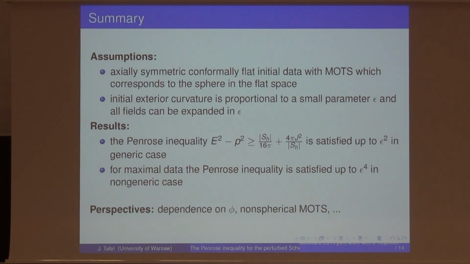What are the perspectives of this approach? I believe that we can include dependence on the angle phi, so not axially symmetric fields. What about other horizon surfaces which are not spherical? This would be difficult in this approach. First, of course, we would like to do this, but the problem is that we use here the expansion in Legendre polynomials, which are good for spherical surfaces. If we change the surface, probably we should first modify the proof into some other language, not using Legendre polynomials. Thank you very much.